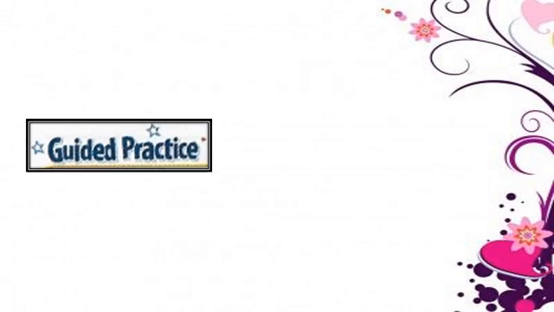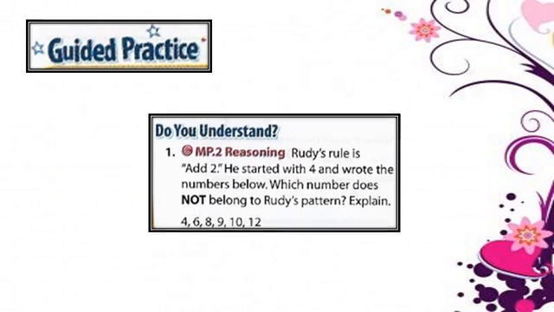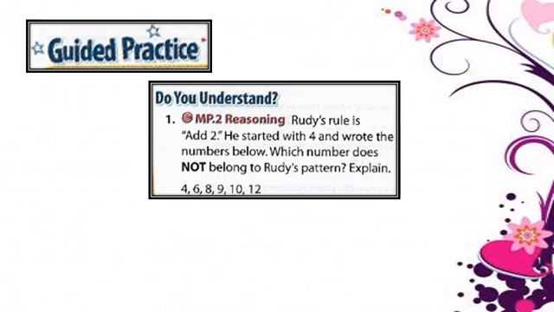Let's proceed to guided practice. Let's answer question number 1. Rudy's rule is add 2. He started with 4 and wrote the numbers below. Which number does not belong to Rudy's pattern? Explain. The numbers are 4, 6, 8, 9, 10, and 12.